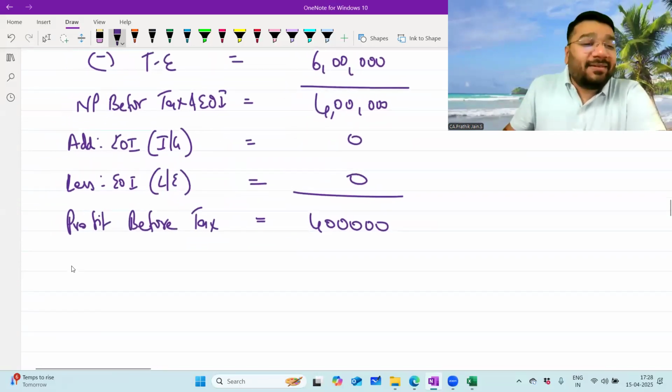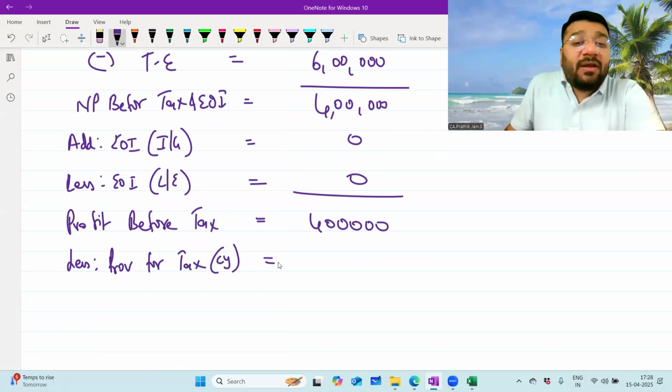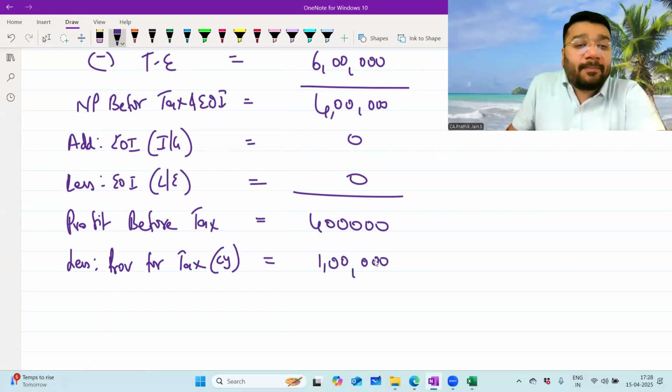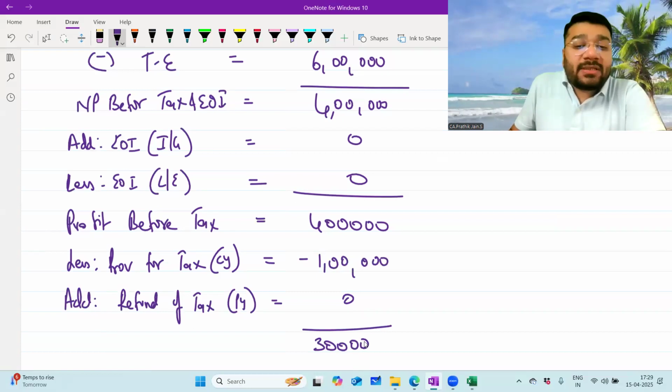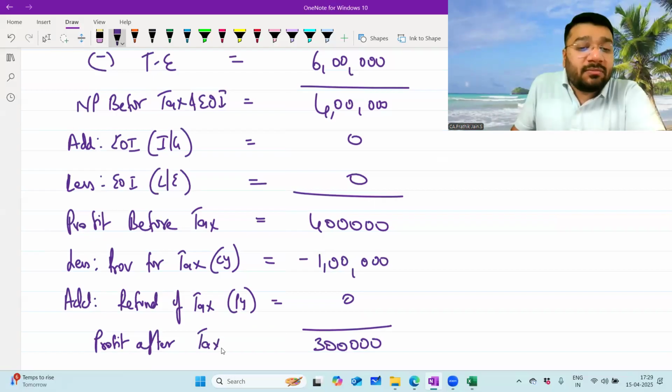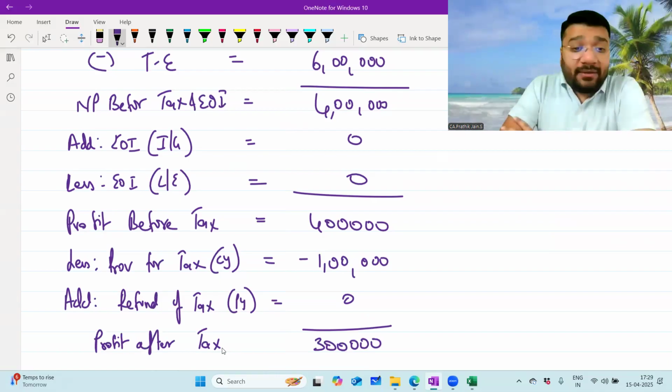Now, next, less provision for tax. Which year? Current year. Logic is clear or not clear? When was it discussed? Last class. Let's say it is 1 lakh rupees. Add refund of tax. Which year? Previous years. So what is this called? 3 lakh rupees is called profit after tax. All this, where did we learn? Schedule 3, and last class also.